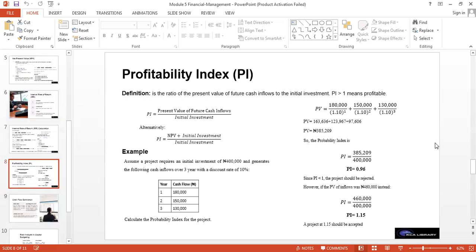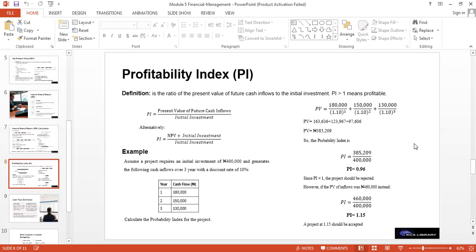From this, we can see the formula. Assume a project requires an initial investment of 400,000 and generates the following cash flow over 3 years: 180,000 for the first year, 150,000 for the second year, and 130,000 for the third year. How do we calculate the profitability index? We have it as such on this slide.